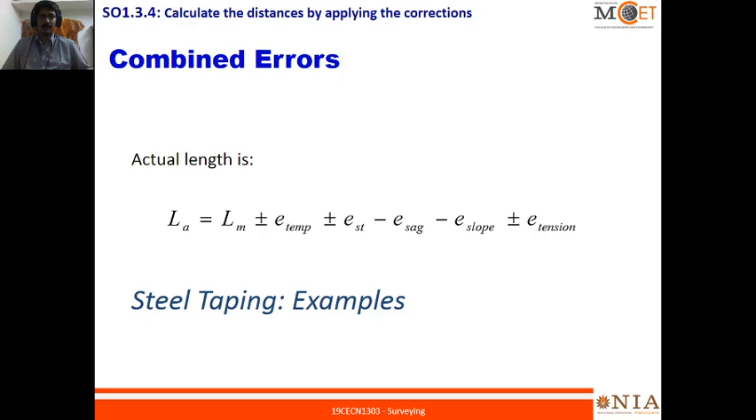If the mean temperature and the field temperature are different, there will be an error in temperature. If the chain length is short or long, the error will happen. The sag error is always negative and the slope also always negative, we have discussed, and due to the pull applied, that is either positive or negative. So we have discussed the formulas of all those things. Let's discuss with the problem, right?